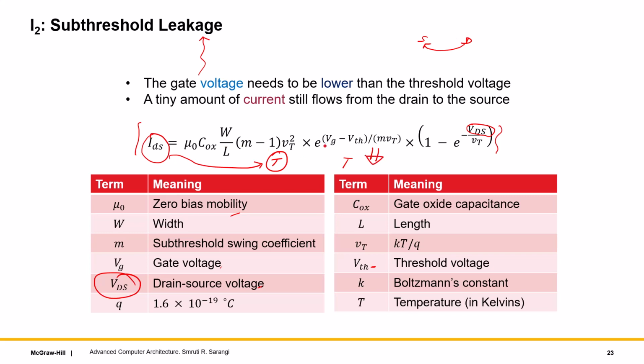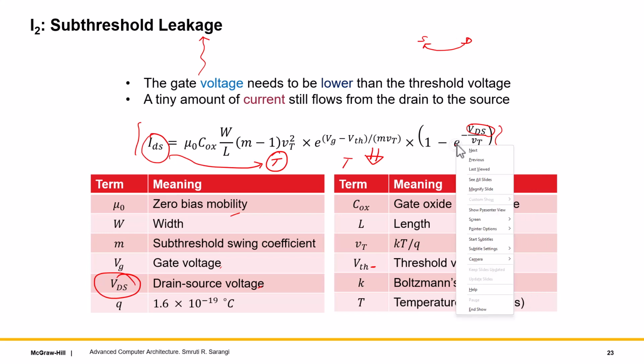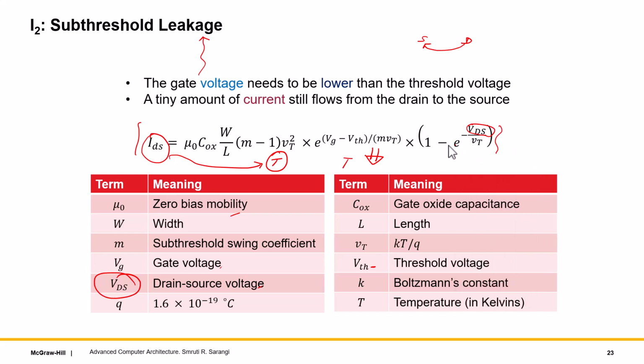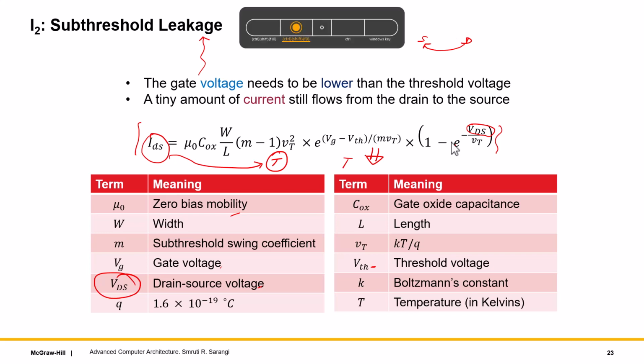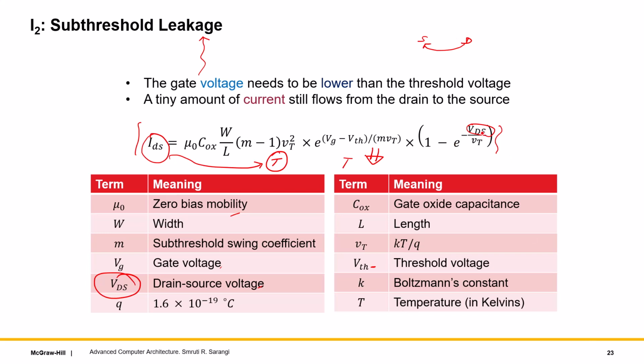Needless to say, if you increase the supply voltage, the leakage current would also increase. Why? Because this increases, the negative decreases, then this increases, right, and then this decreases. Okay, let me say that again. This was confusing. Okay. VDS increases, minus VDS decreases, e raised to the power decreases, but minus of that increases, so the entire thing increases. Okay, I at least got it correct this time. So basically, if you increase the voltage, the leakage increases.